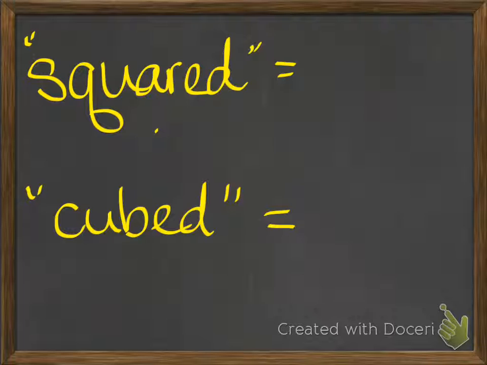Okay, we have some special numbers, squared numbers and cubed numbers. So I wanted you to know those important vocabulary words. A squared number is an exponent of 2.